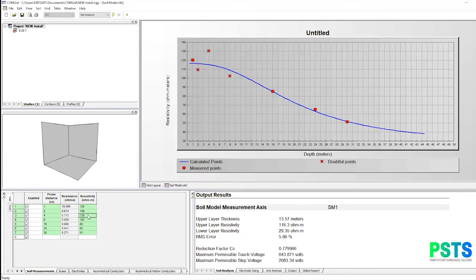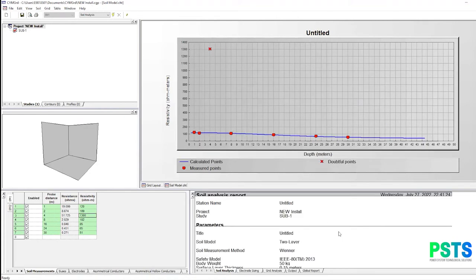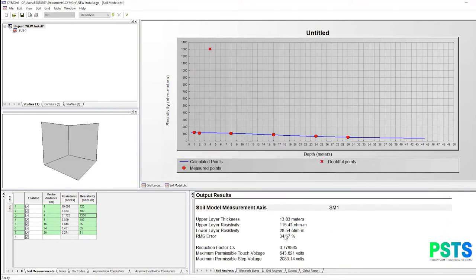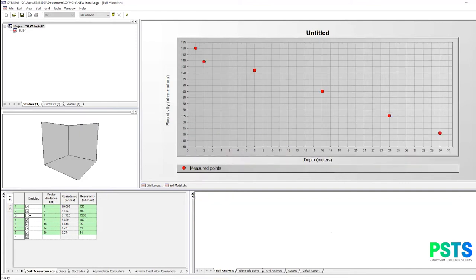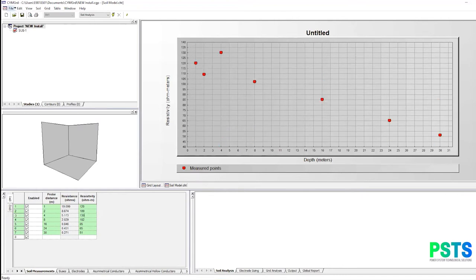But if somebody entered 1,300 here, and you do the soil measurement, and you see an error of 34%, have a look. See what's going on, you know? So obviously this was a mistake. Or sometimes when you do the measurement, it hits something like a big rock, and it's okay, you just ignore the measurement. Or you say, okay, do it again, and it's actually 130. So that's what it is.